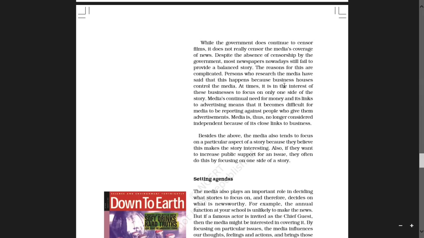At times, it is in the interest of these businesses to focus on only one side of the story. So, at times, it is in the interest of these businesses to show only one side of the story.